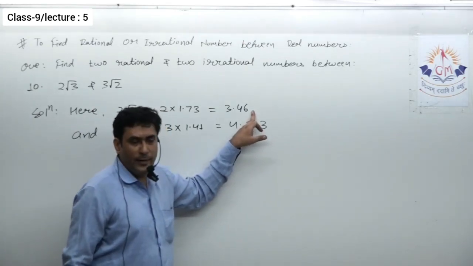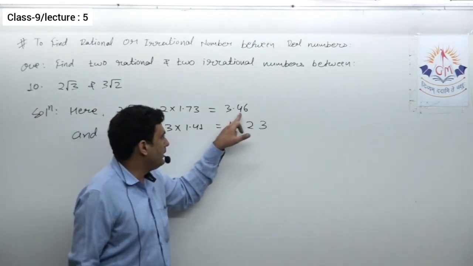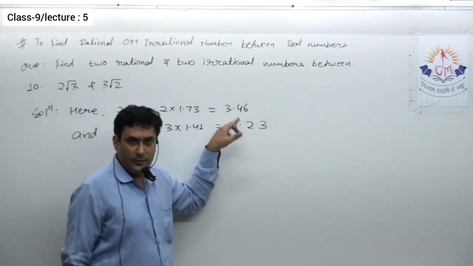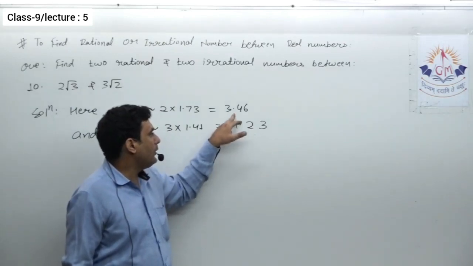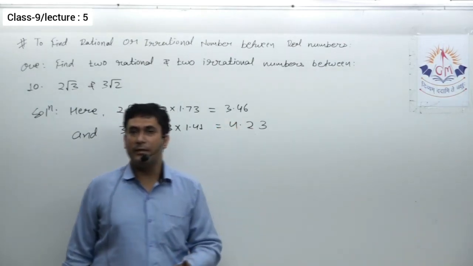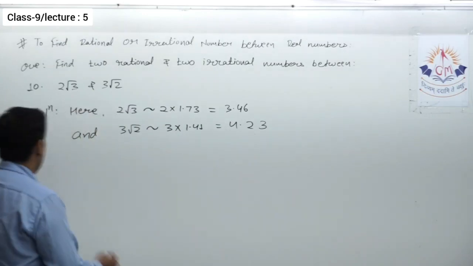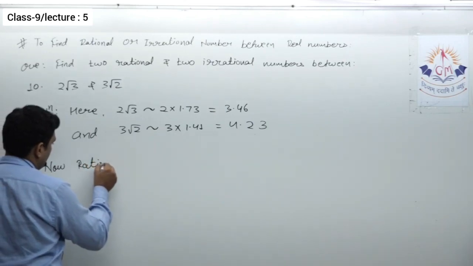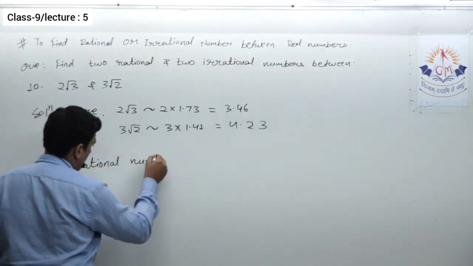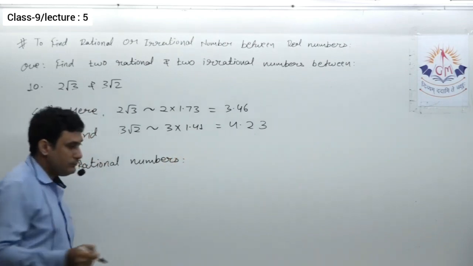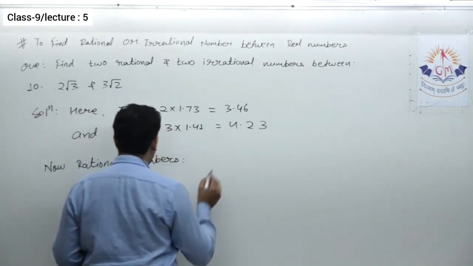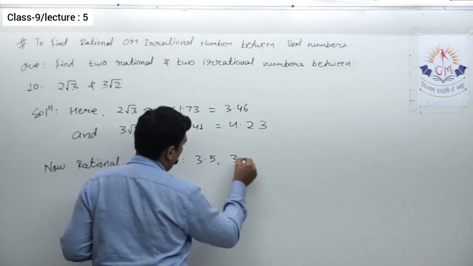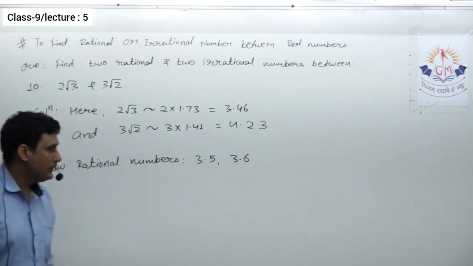Now I need one number. See, I have no idea what digit will come over here, but after 3.46, whatever is there, definitely 3.5, 3.6, 3.7, 3.8 are numbers between 3.4 and 4.2. So that gives me an idea of rational numbers. So the rational numbers: 3.5, 3.6, definitely I can write these two numbers.